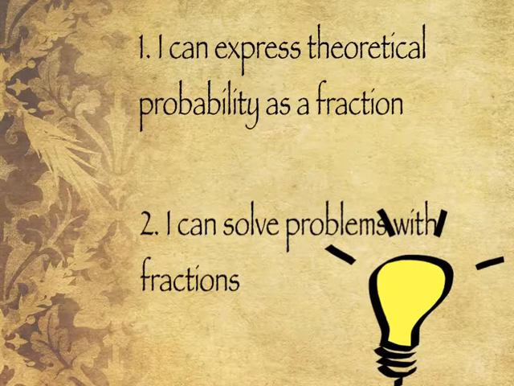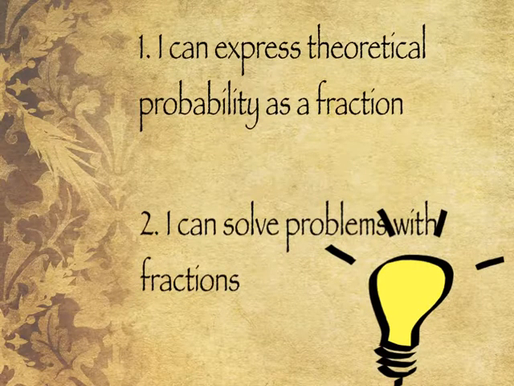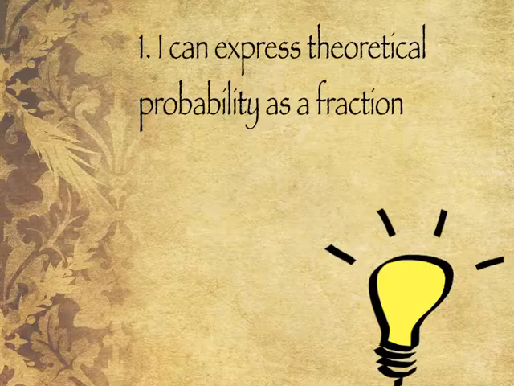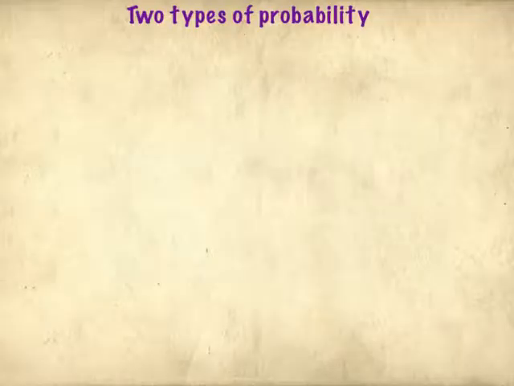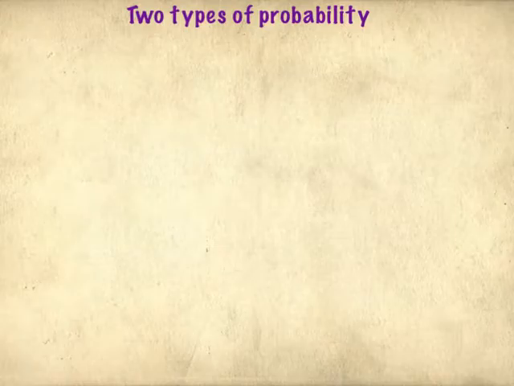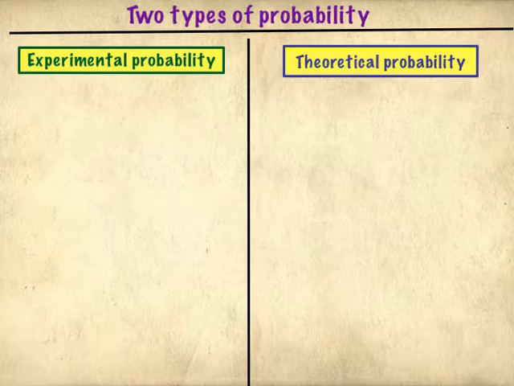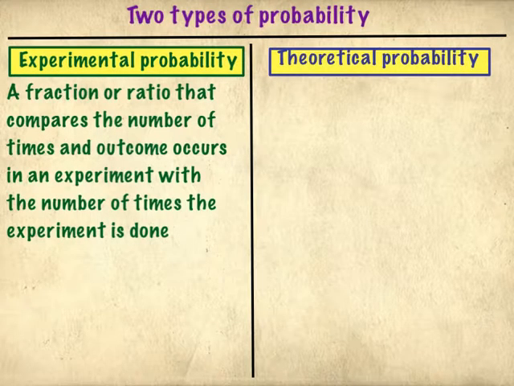Today we're going to talk about how to express theoretical probabilities as fractions and how to solve problems with fractions. So we'll begin by checking in on expressing theoretical probability as a fraction. Before we go too far into how to express theoretical probability, we should talk about what it is. The important thing to know is that there are two types of probability: experimental probability and theoretical probability.